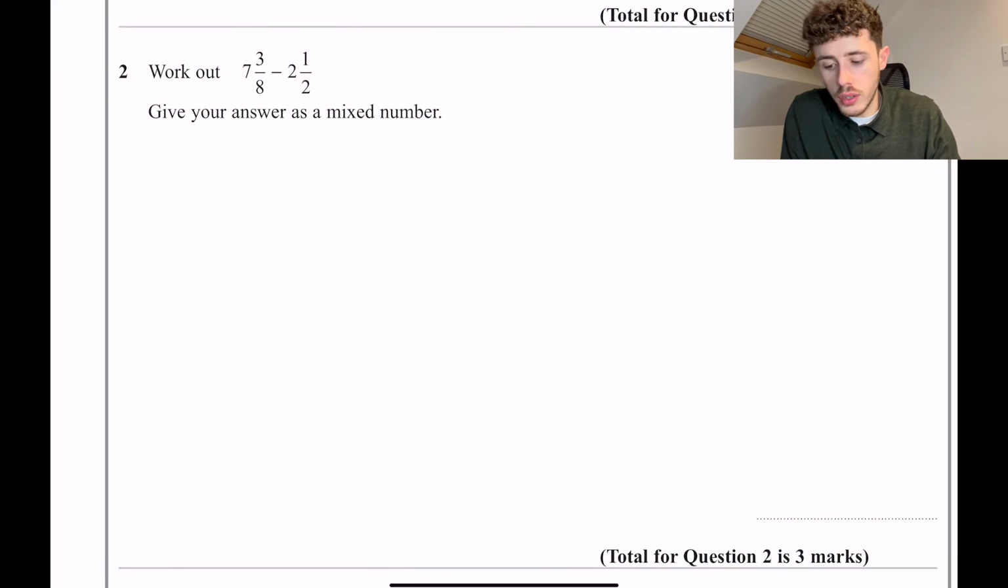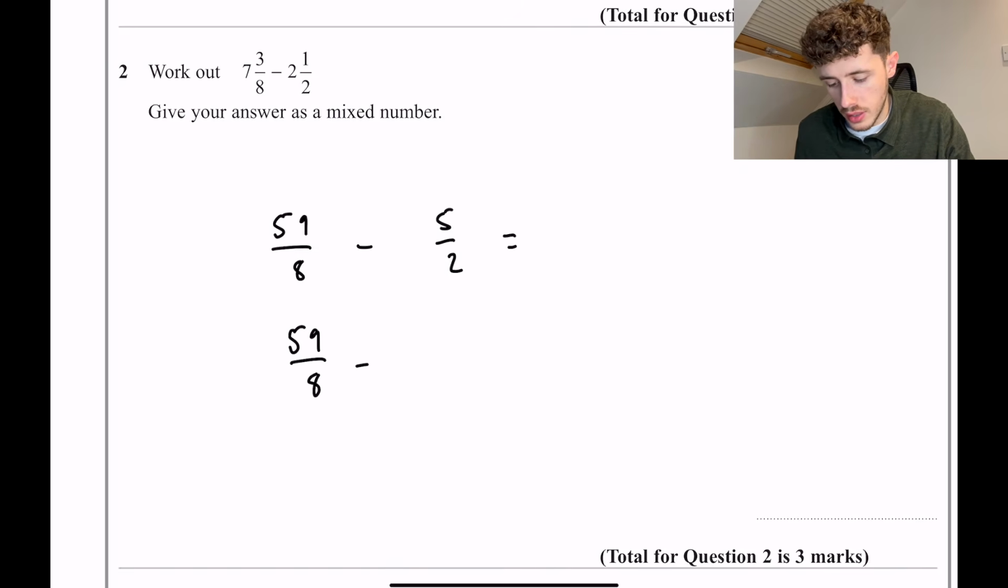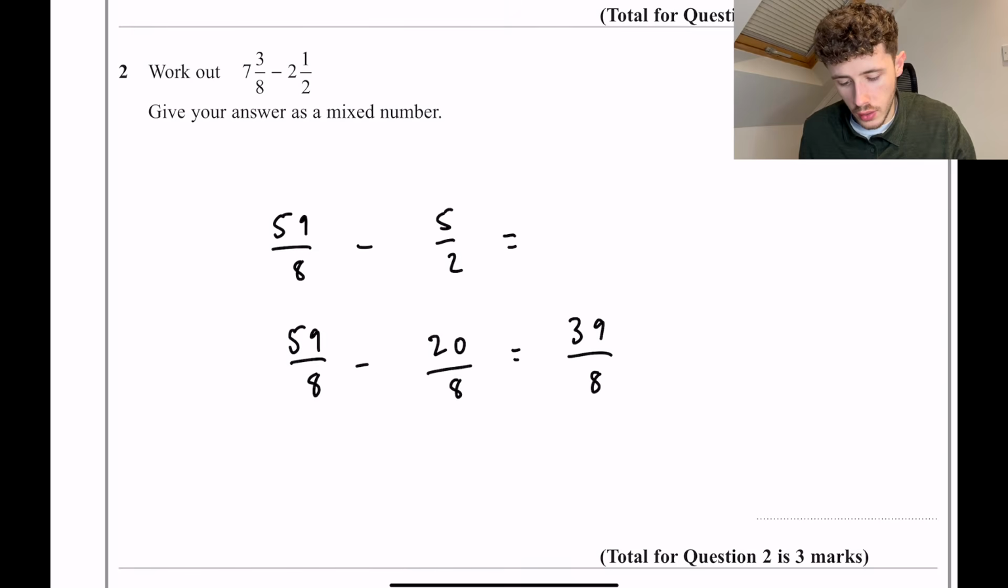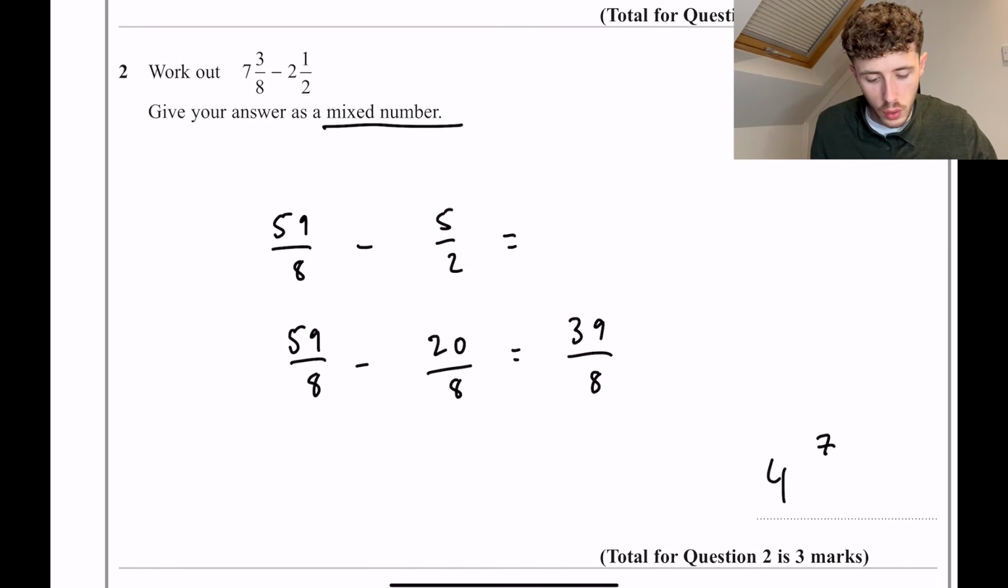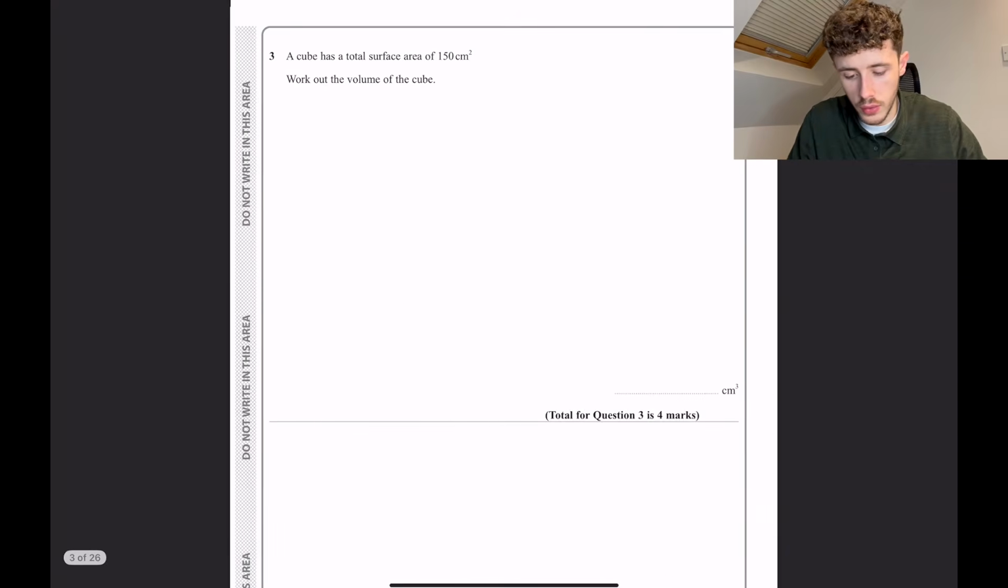Work out this and give your answer as a mixed number. First of all, convert them both into improper fractions. So 7 times 8 is 56, add 3, 59 over 8. Take away, and then 2 times the 2 is 4, add the 1 is 5 over 2. So if we find a common denominator between those, multiply the second one by 4. This one is going to remain to be over 8. And this one is going to be 20 over 8, leaving us with 39 over 8. Putting that back as a mixed number is going to be 4 and 7/8, because 8 goes into 39 4 times with 7 left over.